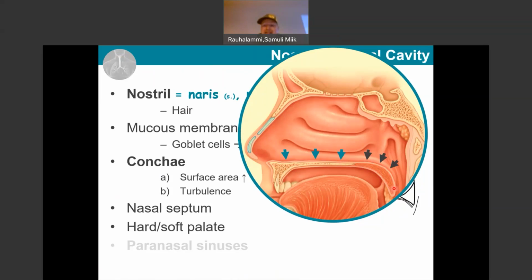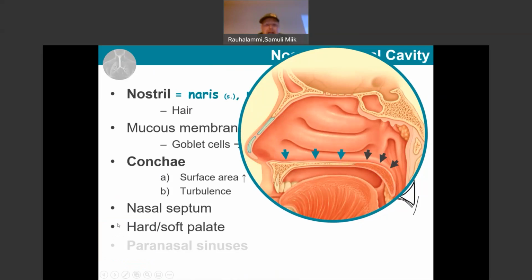A couple of other nice things that we can see on this diagram. Notice how the nose is not made of bone. We've got some cartilaginous structures, but the bony part of the nose is very minimal, not as anterior. So just something to bear in mind there.